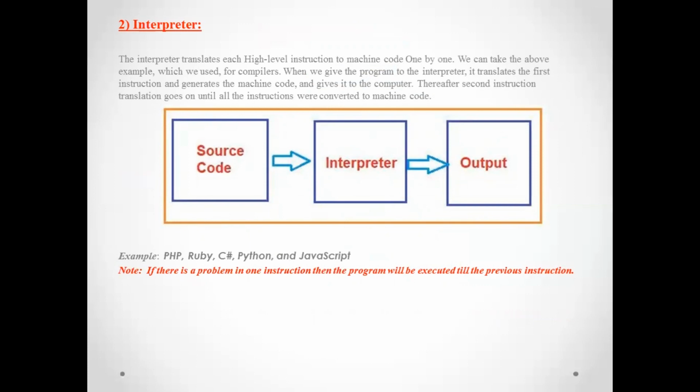It will compile the first line, then it will compile the second line. If there is any error, it will throw an error and stop the compilation. Some examples are PHP, Ruby, C Sharp, Python, and JavaScript. These are some examples of the interpreter. If there is a problem in one instruction, then the program will be executed up to the previous instruction.